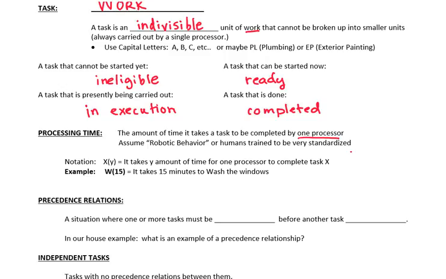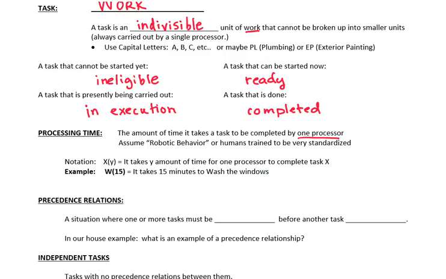For example, if I was going to mow the grass at my house, it takes me a lot longer to mow the grass than it does my husband to mow the grass because I am a wimp. So it takes longer. I have a lot of complaining I need to do in the meantime. But we're going to assume that mowing the grass takes a certain amount of time, no matter who is doing it. The notation we use is the capital letter that represents the task, followed by a parenthesis with a number in it. And basically it says it takes Y amount of time for one processor to complete task X. For example, W15 might say it takes 15 minutes to wash the windows.